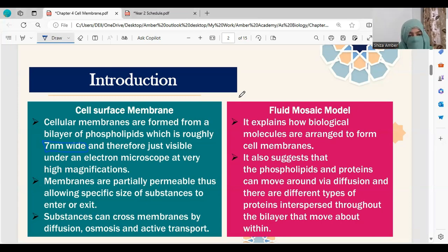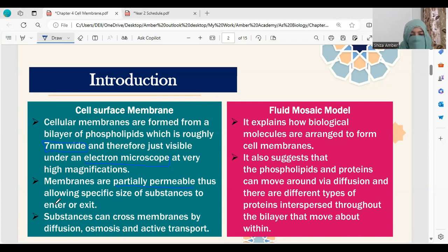How is cell surface membrane made? We know that it is 7 nanometers wide, and that it is only visible under an electron microscope, because we are now clear on the concept of resolution: the electron microscope has a very good resolution of 0.5 nanometers, and this is why we are able to see a 7 nanometer wide object under it. We are also aware that cell membranes are partially permeable and only allow specific sizes of substances to enter or exit. So we are already aware of these things. These are our primary knowledge.